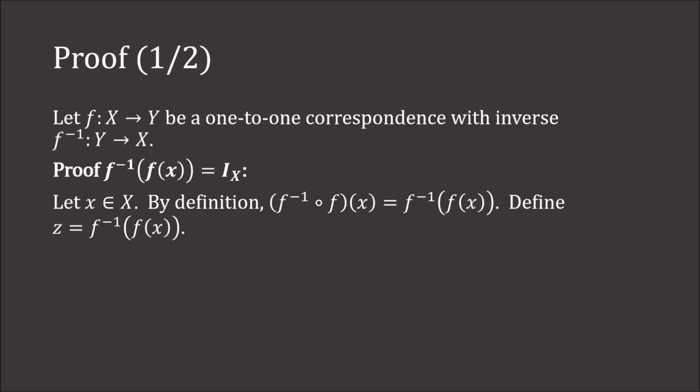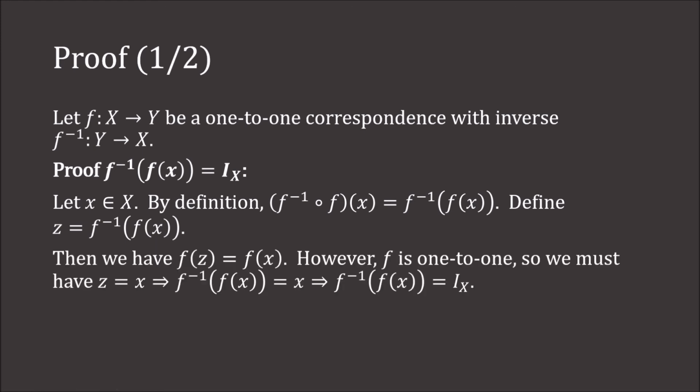So let x be any element of X. Then by definition, f inverse of f of x is defined. So define z to be f inverse of f of x. Then we would have that f of z is equal to f of x. However, f is one-to-one. So we must have that z is equal to x. But z was f inverse of f of x. So that means that f inverse of f of x is equal to x. Well, since we plugged in any x, that means that this has to be the identity function on X.